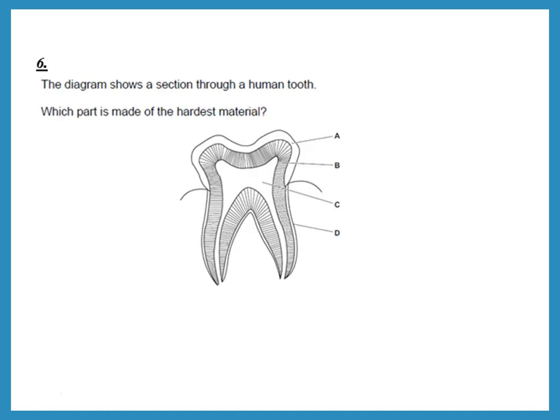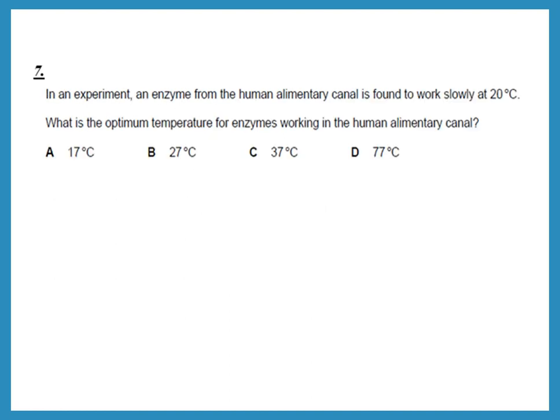The diagram shows a section through a human tooth. Which part is made of the hardest material? We said which of these is hardest? It is the outer part, which is A, which we called enamel. Okay? In an experiment, an enzyme from the human alimentary canal is found to work slowly at 20 degrees Celsius. What is the optimum temperature for enzymes working in the human alimentary canal? Remember that the optimum temperature for any enzyme, whether it's in the human alimentary canal or anywhere in the cells, is 37 degrees Celsius, which is the body temperature.